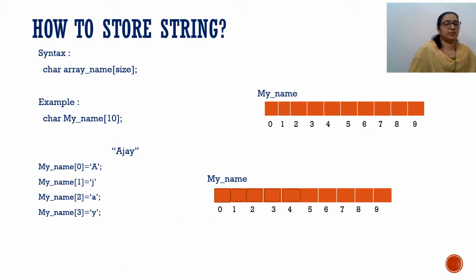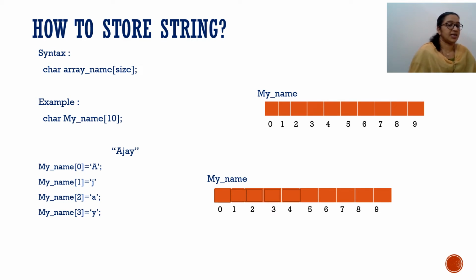How to store a string? First we need to declare a variable. How can we declare it? The string data type is not there, so we need to declare a character array. So char, then the array name, then the size in square brackets. In an integer array also we declare it like that, but for the character we put char instead of int. So char, array name, then the size in square brackets. That size is an integer constant value, and according to that size we get the array.